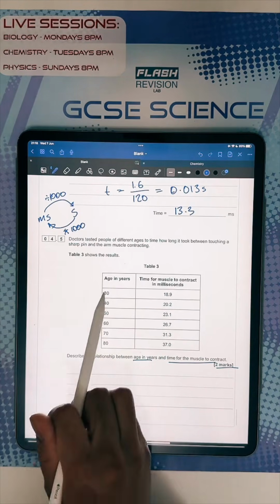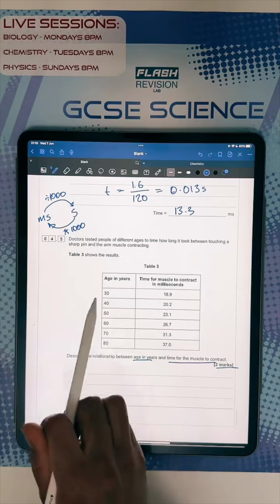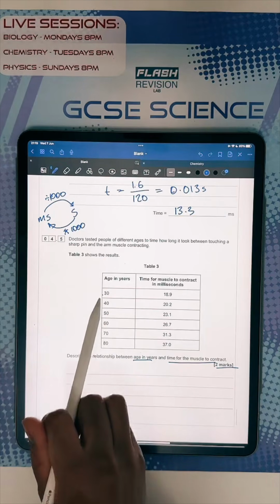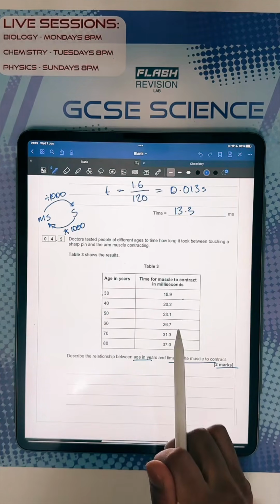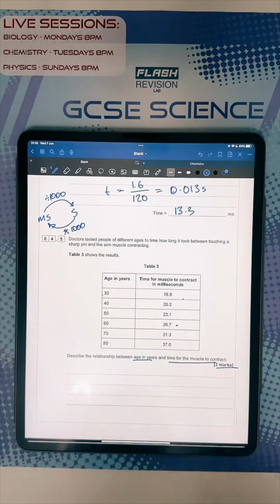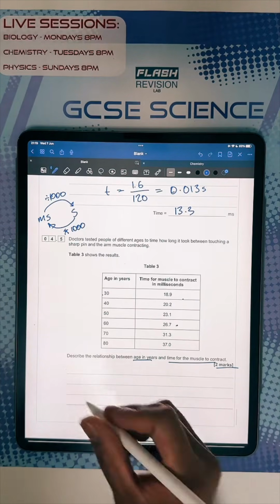Directly proportional means if you double this, this will double. That's not true. Look at this, 30 to 60, that's doubling. This isn't doubling. So you can't say directly proportional. You just need to say, yeah, the older you are, the longer it takes. But that's only 1 mark. What do you guys think the second mark's for?